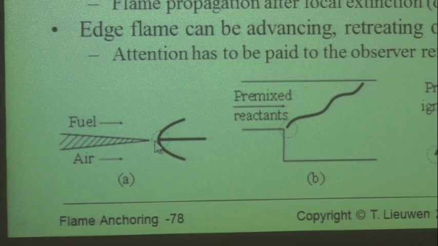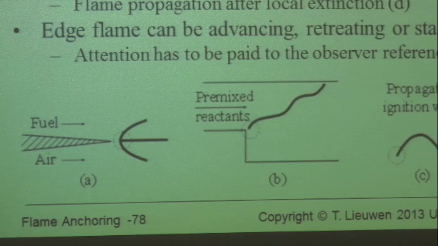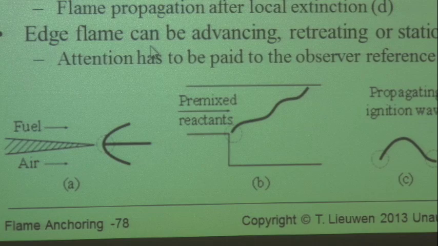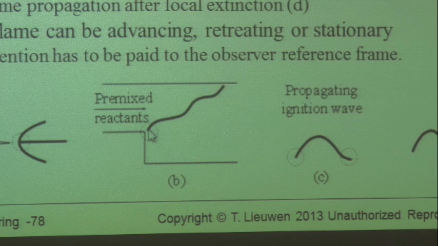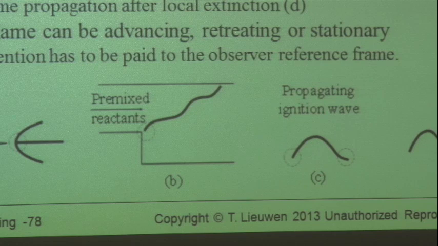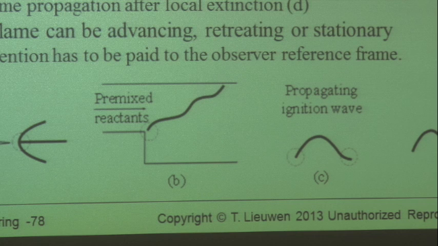Now one thing you do have to do is pay attention to observer reference frame to figure out if an edge flame is advancing, retreating, or stationary. For example, let's suppose that this flame is sitting here steady state. What's the edge speed of the flame? Positive, negative, or zero? This would be a propagating edge, because what's happening here is that in a reference frame that's moving with the velocity that's tangential to the front, the tangential velocity is continuously pushing the flame downstream. The edge is continuously propagating into the reactants.